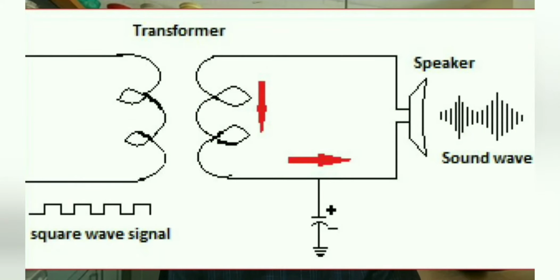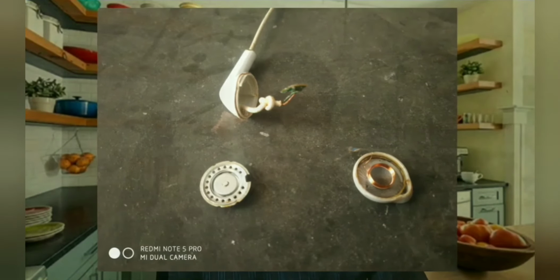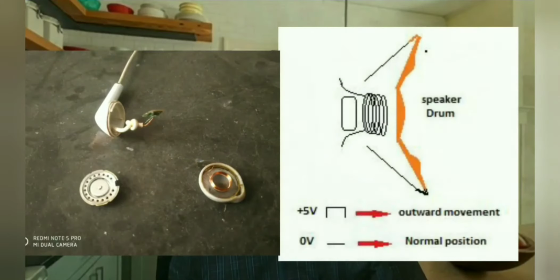These transformers are attached according to the power consumption of the speakers. Big speakers need big transformers. So speakers are basically made of a magnet and a coil. When a 5 volt signal passes through the coil, it gets magnetized and causes the speaker drum to move outward, but when a 0 volt signal passes through it, it demagnetizes and returns back to its normal position, and this way we can hear the message signal.